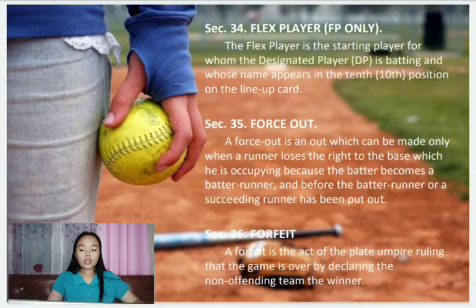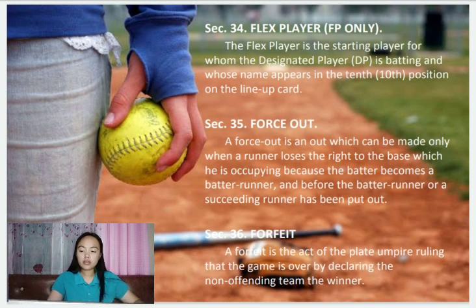Next section is section 34 rather. So, 34 is the flex player. So, it is for the first pitcher only. Ang flex player is the starting player for whom the designated player is batting and whose name appears in the 10th position of the lineup card.